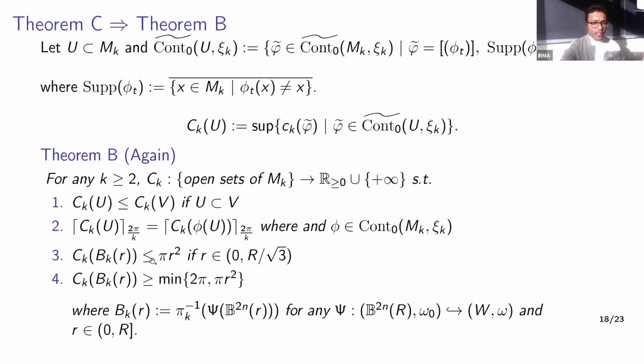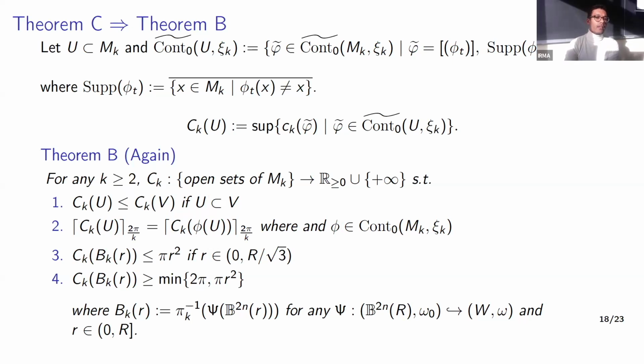Okay, sorry. So now the aim is to prove how theorem C implies theorem B. Just a reminder of how we build our contact capacity again. We have our selectors, then the capacity of a domain U is the supremum of the spectral selectors of a contact isotopy supported in U, okay?